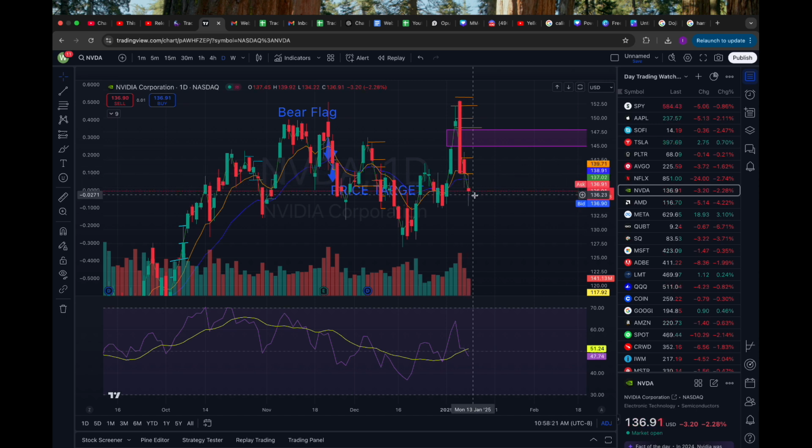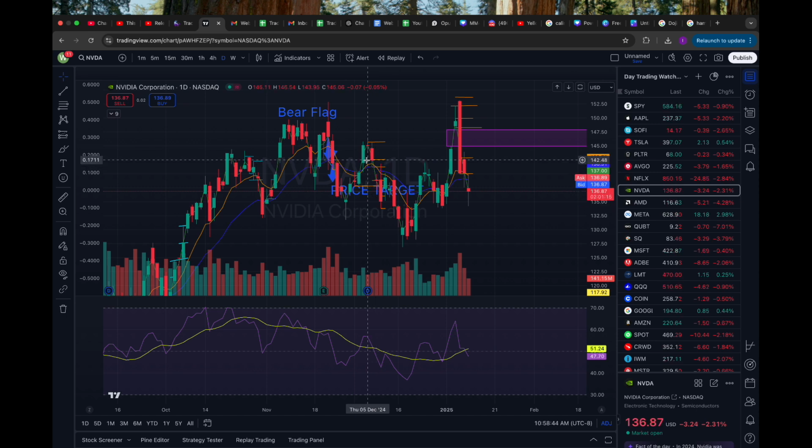NVIDIA is still going down. Why is it going down? Because it had to fill this gap as well, right? Now, if you look at the day, let's see where this is at, 138. So it filled that gap over the past couple of days. It filled these two big gaps, right? And look at this one right here.